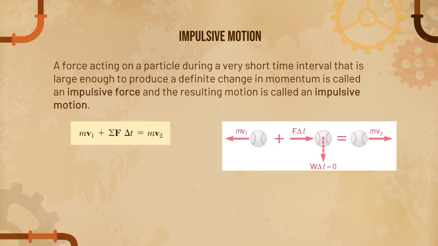When impulsive forces act on a particle, the equation becomes m times v sub 1 plus summation of F times delta t is equal to m times v sub 2. Any force which is not an impulsive force may be neglected, since the corresponding impulse of force times delta t is very small. Non-impulsive forces include the weight of a body, the force exerted by a spring, or any other force which is known to be small compared with an impulsive force.